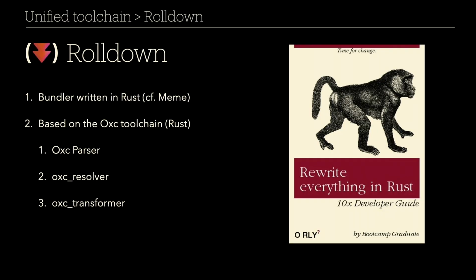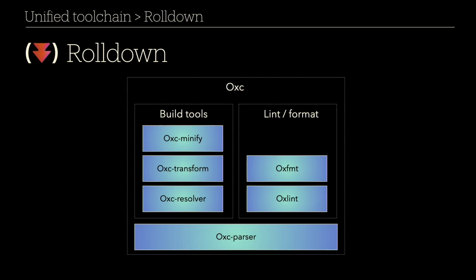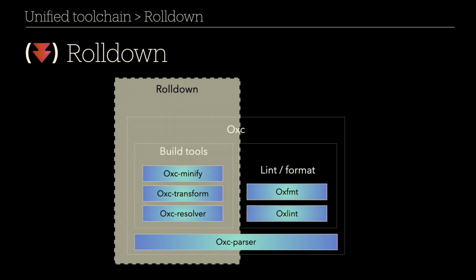Sorry, that was a bit long, but I tried to be exhaustive. And now, Rolldown. So what is Rolldown in comparison with Oxc? Oxc is like the basis, the collection of tools. And on top of it, we have Rolldown, which is the bundler, written in Rust, and completely based on the Oxc toolchain. So we have the whole thing in one global vision. Precisely, it is built on the parser, the resolver, and the transformer, so all the build tools. Rolldown just comes on top of the Oxc collection of tools and uses it.